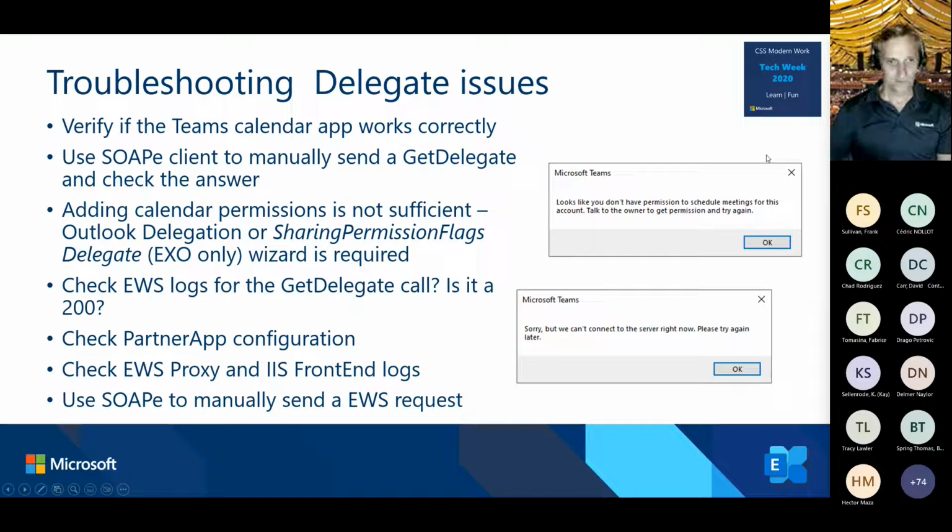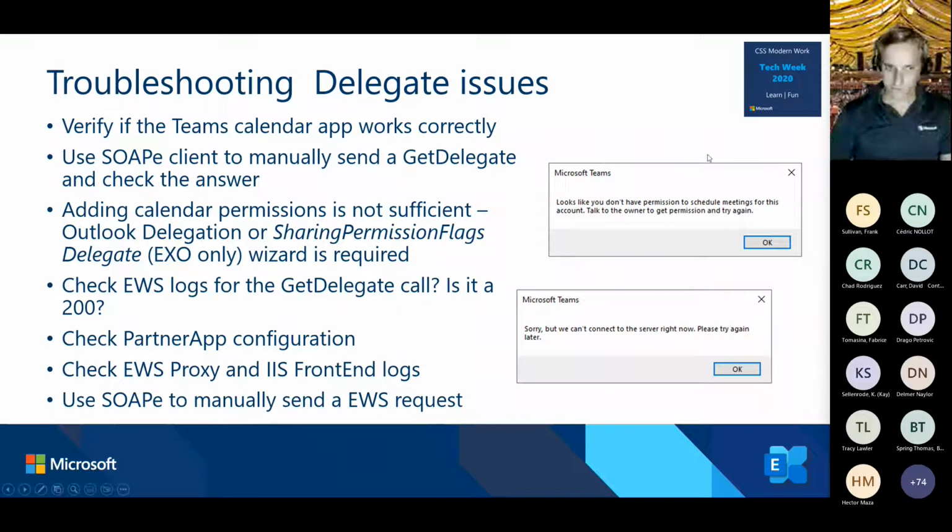If this is ruled out, you can check if the get delegate call is succeeding, if it's hitting Exchange and going to the right backend mailbox server, and if it's a status 200, so if it works fine. If that's not the case and you're still getting a 500 maybe, or a 401, you can check the partner application configuration and then go through the same logs as mentioned before. In this case, it's all EWS.